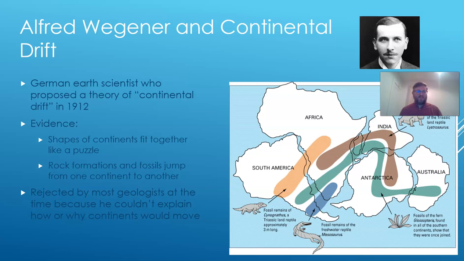So this was the proposal that he put forward back in 1912, and most geologists at the time rejected his theory. They said, no, this isn't a good theory, because he couldn't explain how or why continents would move. So he had this suggestive evidence that made some sense if you thought that the continents had moved around, but he couldn't explain why continents would move. Why would South America, this gigantic landmass, just kind of plow across the surface of the Earth? And how would it do that? Like, what's the force that's moving a continent across the surface of the Earth? So he didn't have an explanation.